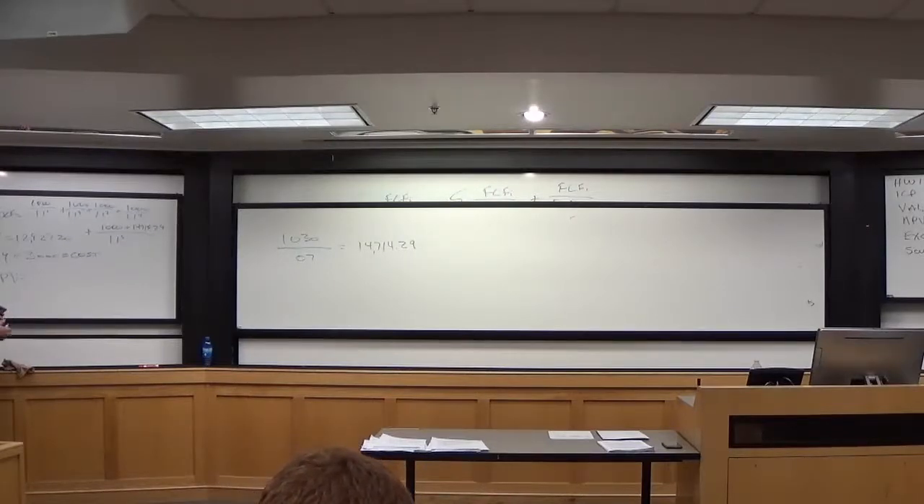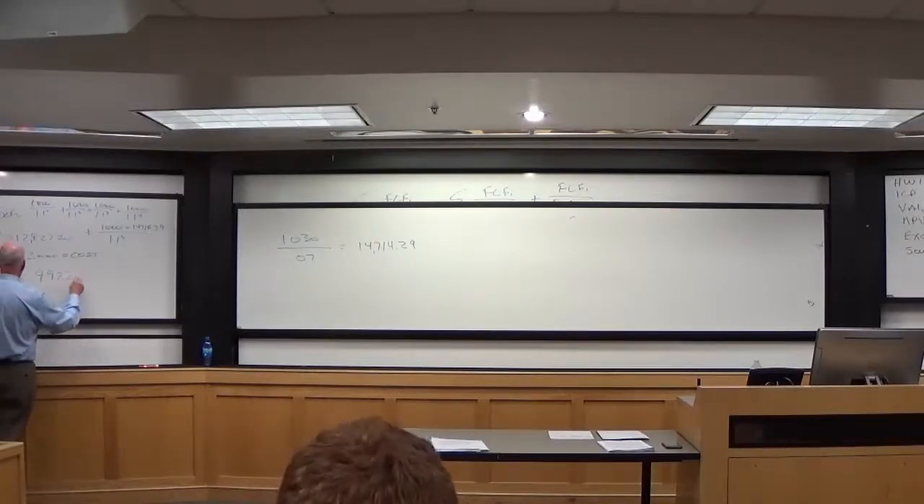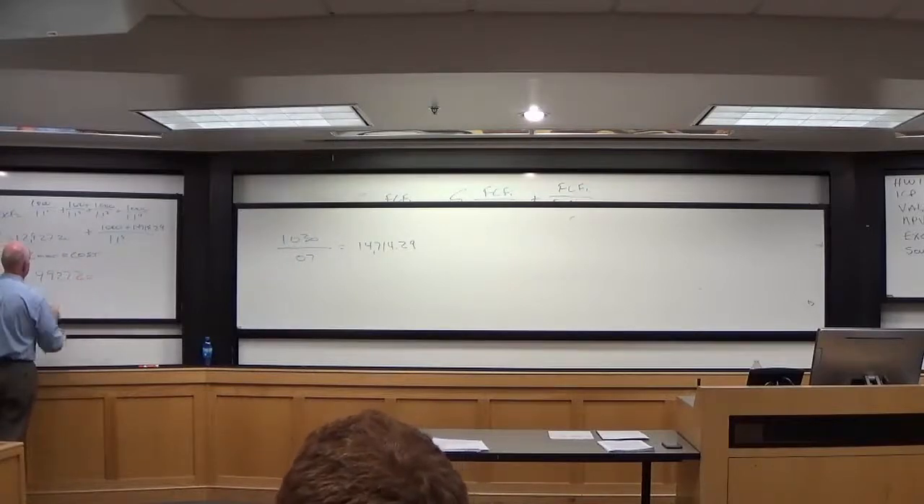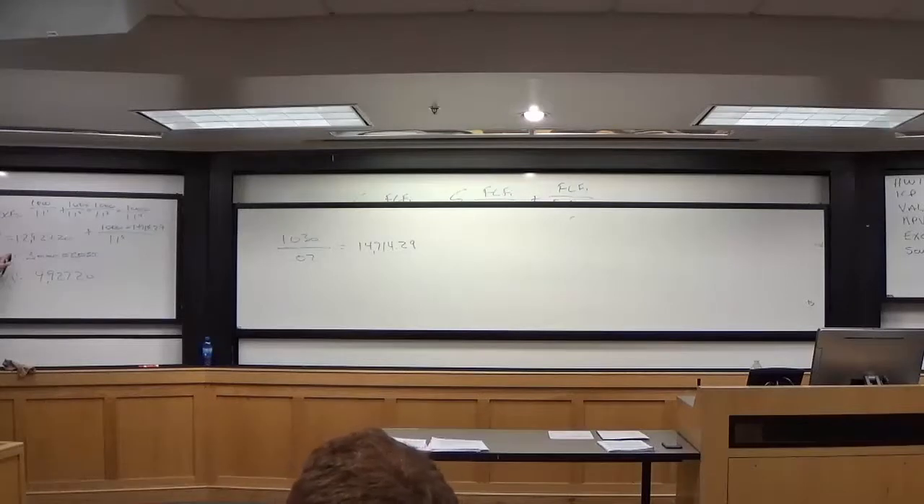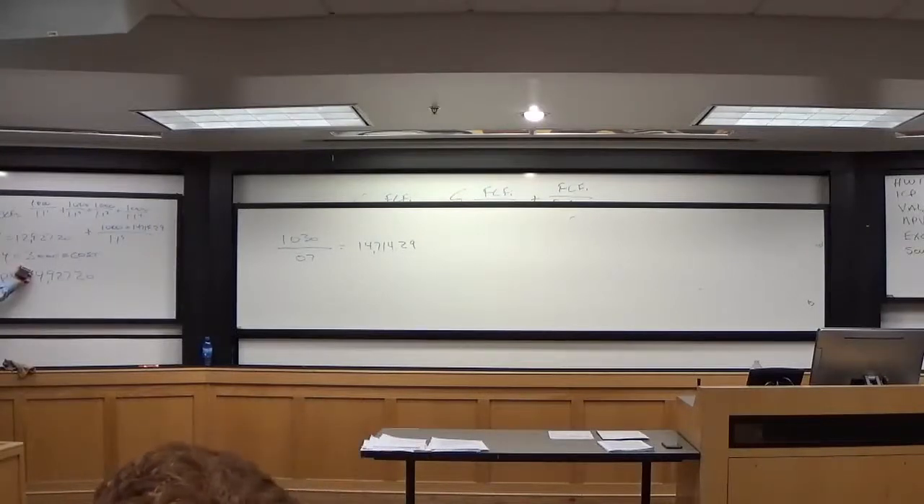Red NPV, darn, $9,927.20. Because net present value is the same thing as present value minus what we paid for it. Okay? Present value of the benefits minus the present value of the cost.